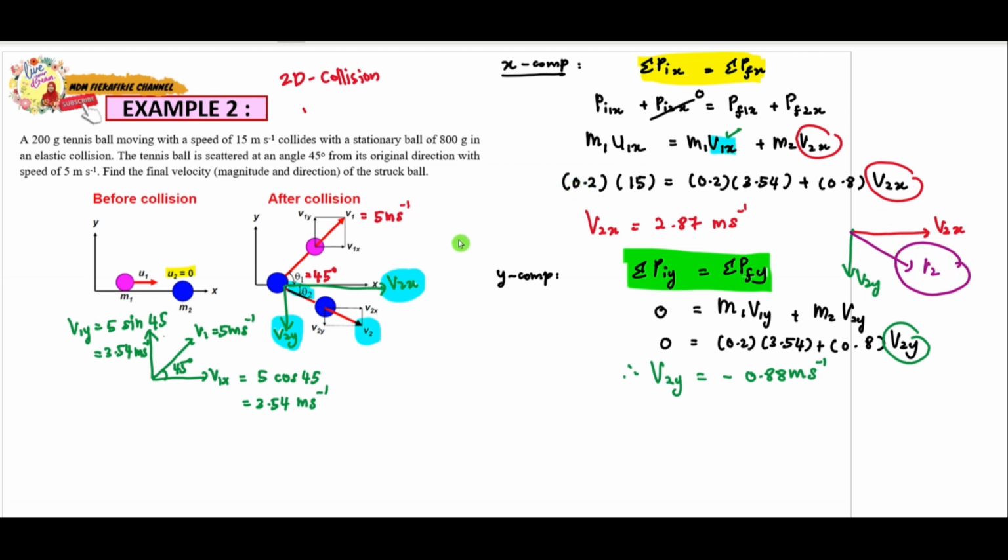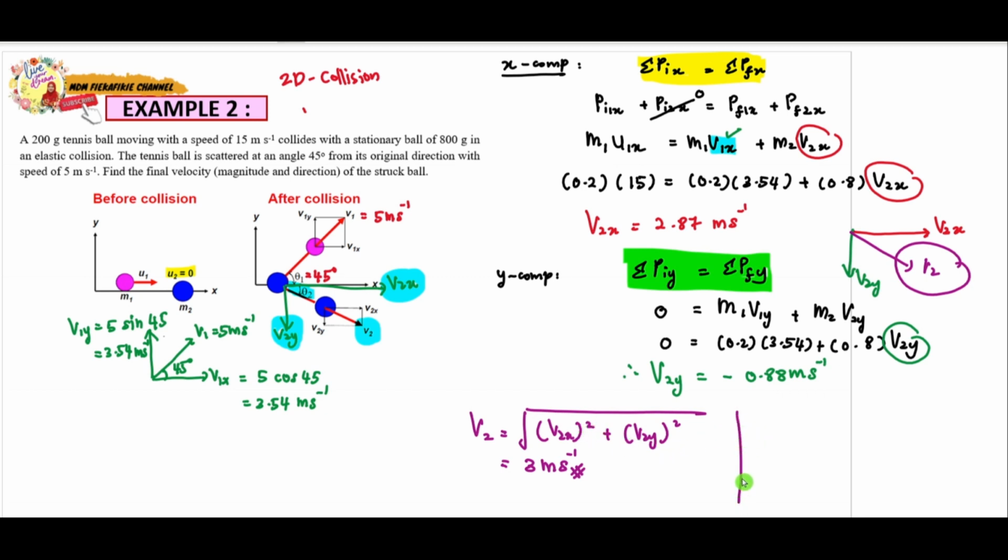Okay, so in order to find the resultant velocity of mass 2, so V2 is equal to, ingat lagi tak formula ni? So V2x squared plus V2y squared. So substitute nilai V2x yang kita dah dapat tadi dan V2y yang kita dah dapat tadi. So the answer should be 3 meter per second. Okay, so ini jawapan untuk magnitude of the final velocity for ball 2.